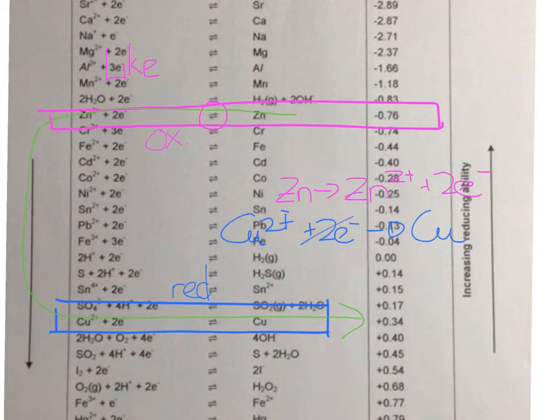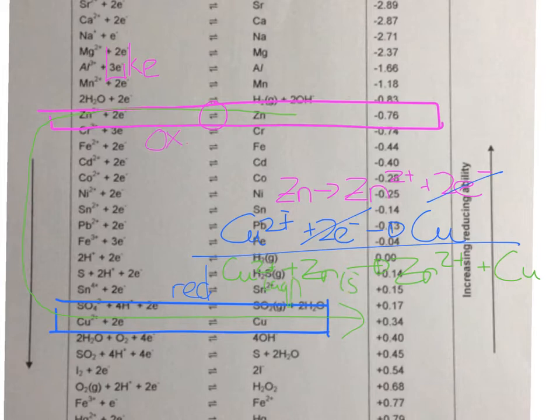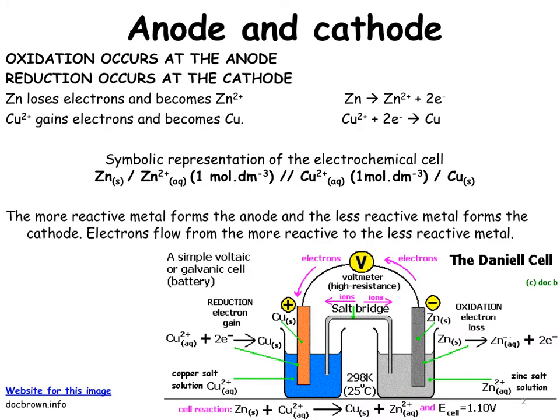What do I see happening? These electrons cancel. What's the overall reaction? Cu2+ plus zinc gives me Zn2+ plus copper, and that is an electrochemical cell that has been set up. You can put the aqueous and the solids in if you want to. So how do we draw that out?